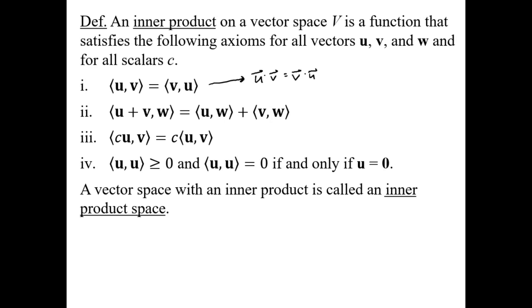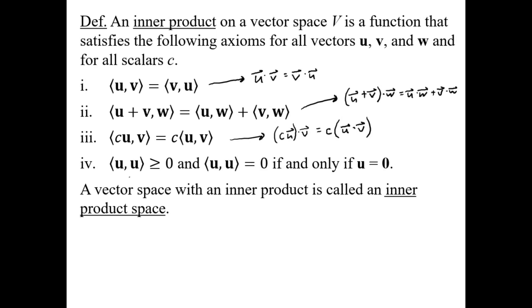The second one, if we were to put this in context of dot product, would be like saying that u plus v dot w is equal to u dot w plus v dot w. Again, yeah, that's true. We call that the distributive property. So we need that to be true for our abstract vector space as well. This would be like saying that if we did cu dot v, that would be the same as c times u dot v. And again, that was a property we had for dot product.